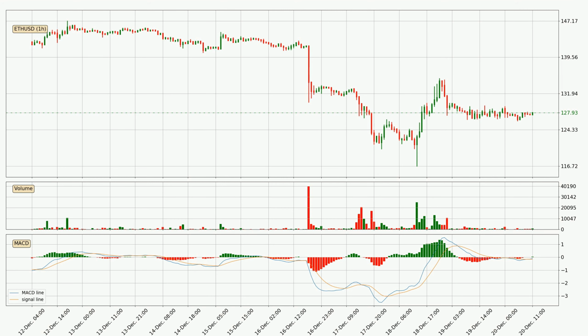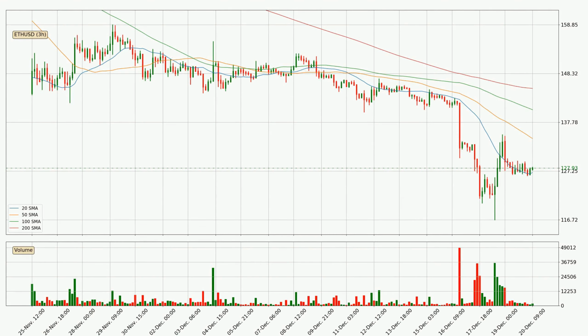Jumping to the 3-hourly simple moving averages, the current price is between the 20 and the 50 SMA. If the price bounces off the 20 SMA, which is currently at 127, it could be seen as a support, and the 50 SMA that is at 134 could be seen as a resistance to the upside. Breaking either way signals a possible further move in the corresponding direction.